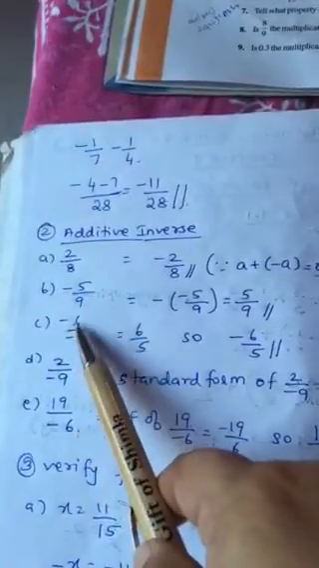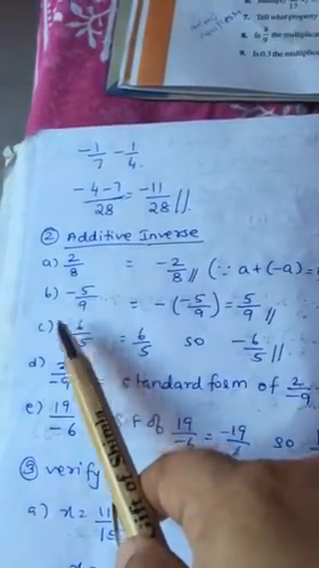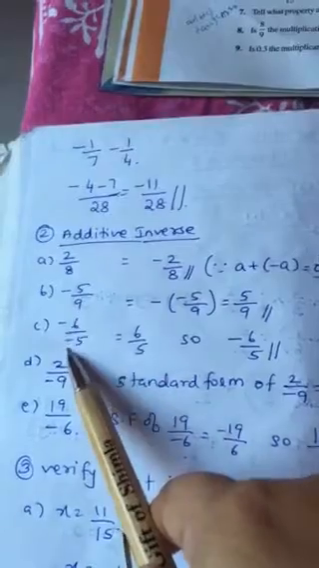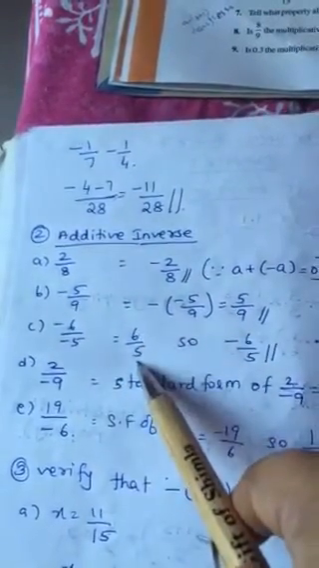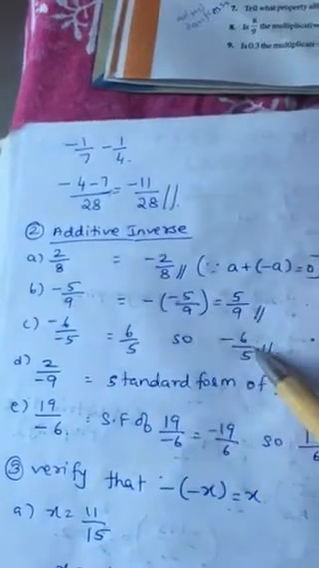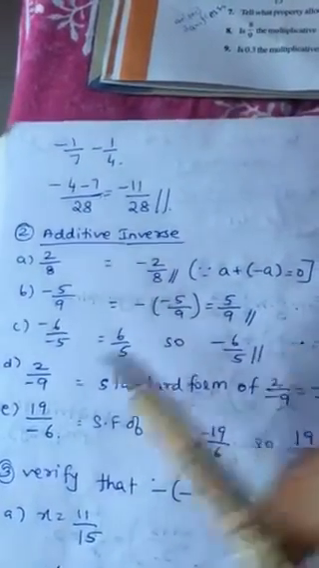So if it's already minus, and the numerator and denominator are given as minus, just cancel this minus and it will become 6 by 5. So the negative of 6 by 5 is minus 6 by 5. So this is the required answer.